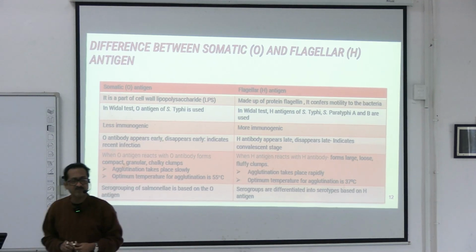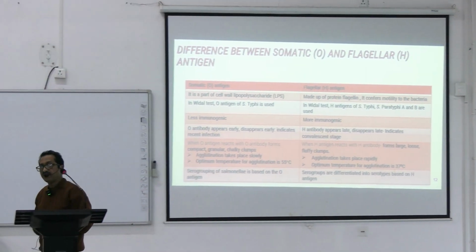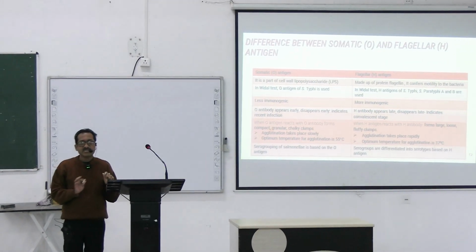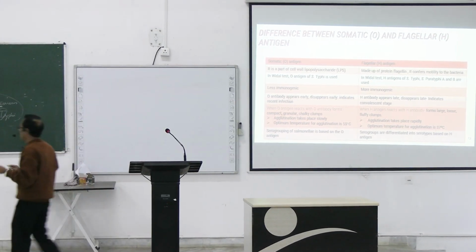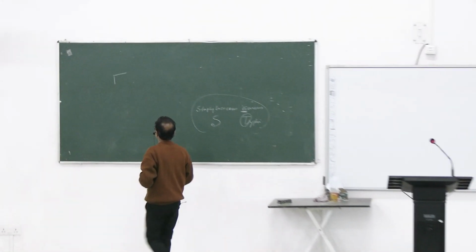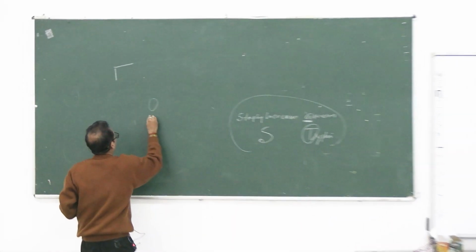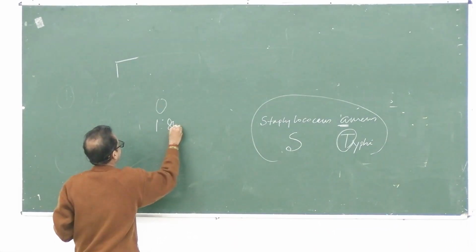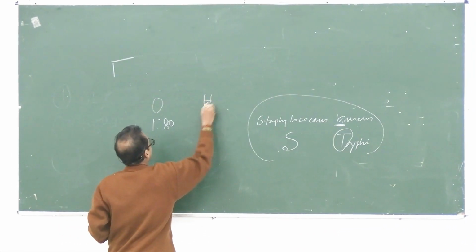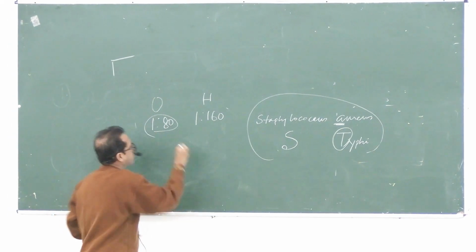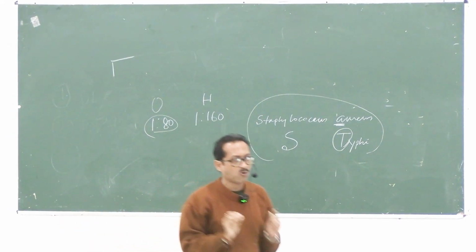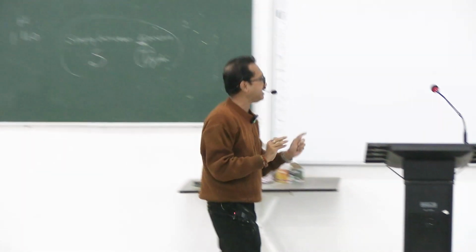How will you know it is less immunogenic? When you read the Vidal test later on, the titer, what is the endemic titer? Usually the titer is low. O is significant if it is more than 1:80, but H is 1:160. So the titer is low, that is why O is called less immunogenic than H.